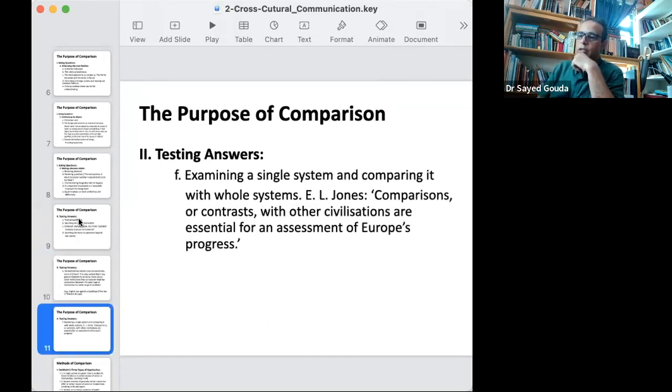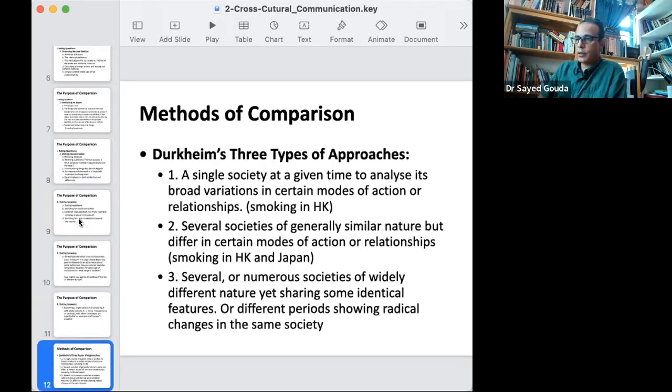And also we can examine a single system and compare it with a whole system, like comparing one civilization with another. And this is very essential for scholars in order to understand their own civilization. This is something Western scholars did all the time, comparing Western civilization to Eastern civilizations in general, and selecting one civilization like Japanese, Indian or Chinese civilization and comparing Western civilization with, let's say, Indian or Chinese civilization. And sometimes they choose three different civilizations to compare with each other.